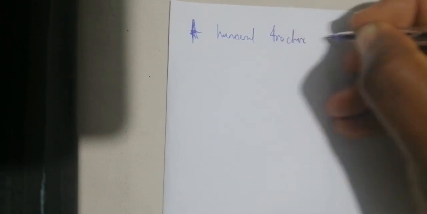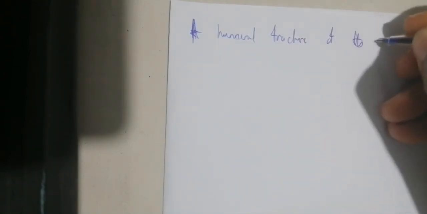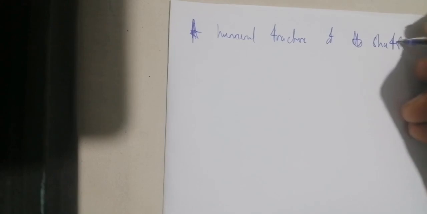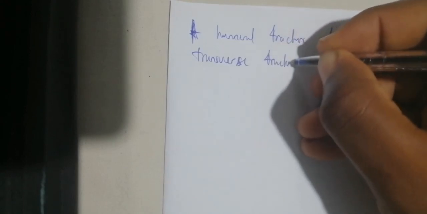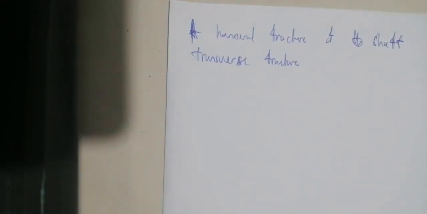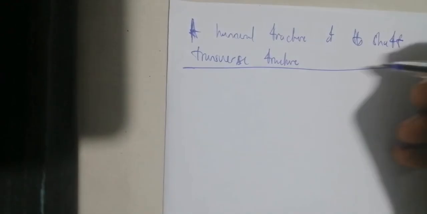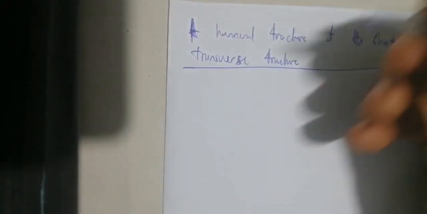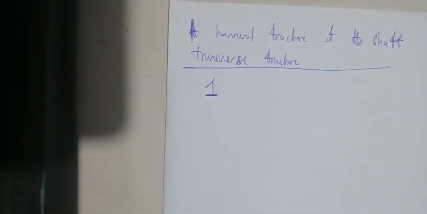So if you receive a patient that has a humeral fracture, is it clear? Humeral fracture of the shaft, and that fracture is a transverse fracture. If you have a patient that has a transverse fracture of the humeral shaft, what is the AO classification? The first thing is to ask yourself, the humerus is number how many? Humerus corresponds to number 1.